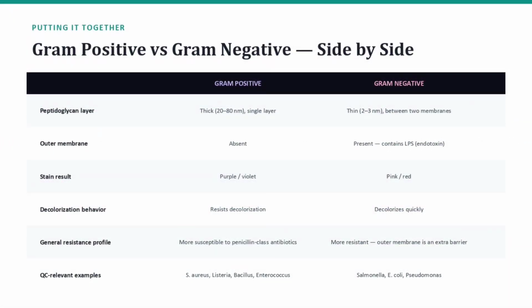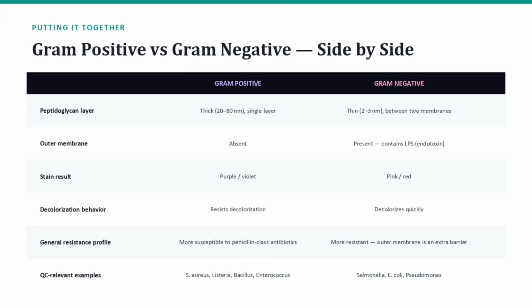Let's pull today's lecture together into one comparison table. Peptidoglycan layer: thick, 20 to 80 nanometers, a single layer, for gram-positive. Thin, 2 to 3 nanometers, sandwiched between two membranes, for gram-negative. Outer membrane: absent in gram-positive organisms. Present in gram-negative organisms, and that is exactly where the LPS, the endotoxin, sits. Stain result: purple or violet for gram-positive, pink or red for gram-negative.